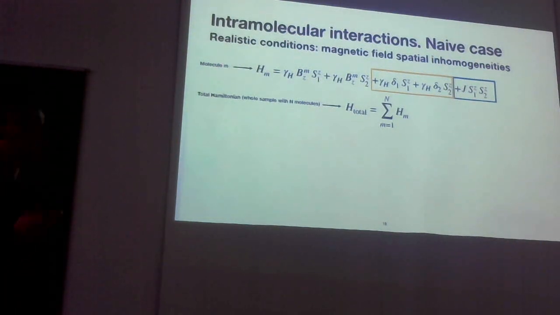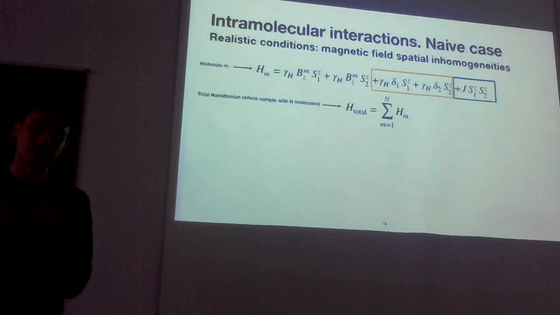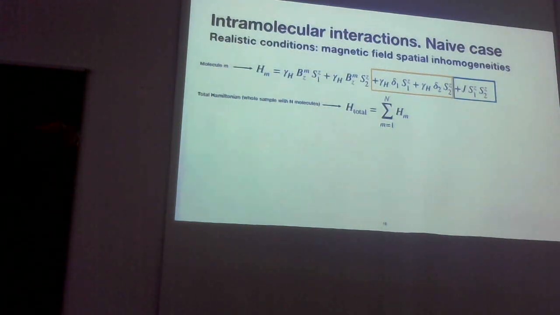Yeah, yeah. So as I was saying, each molecule in your sample will feel a slightly different magnetic field, which in the end, since your total Hamiltonian is the sum of the Hamiltonians of individual molecules, you will have a deviation from the perfect case.